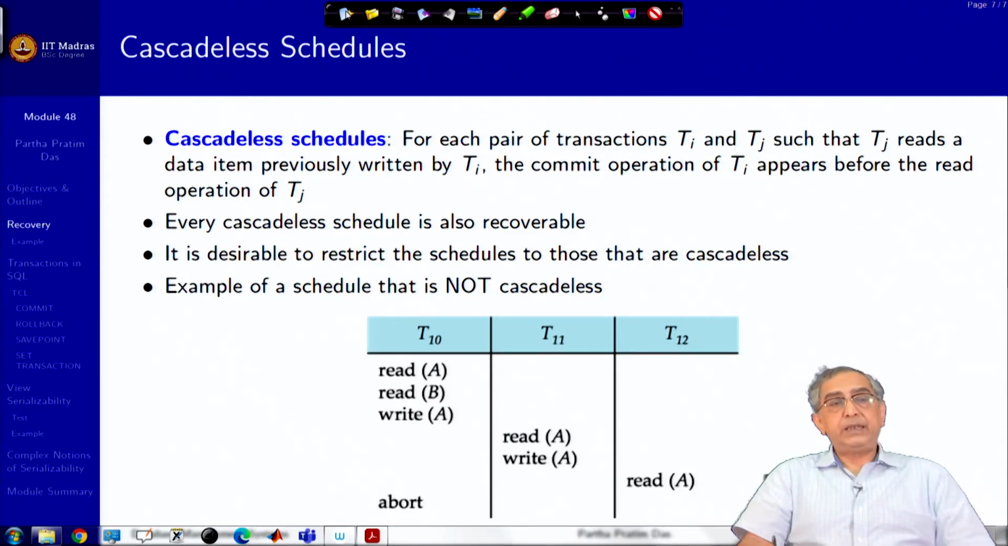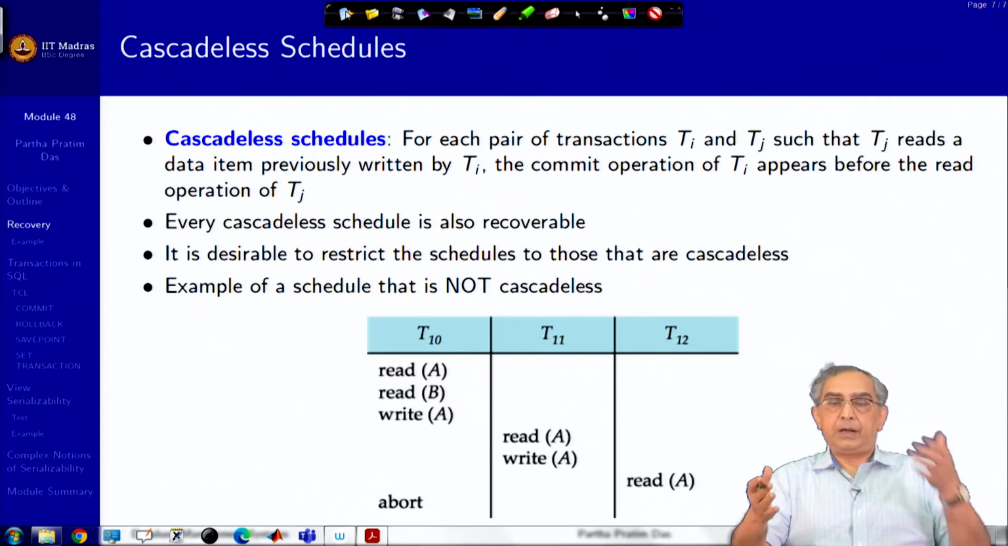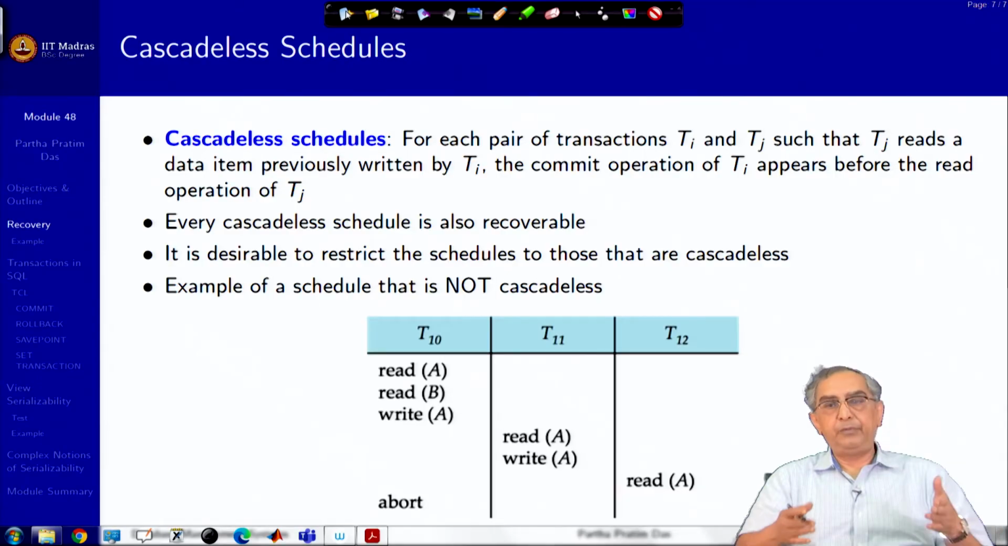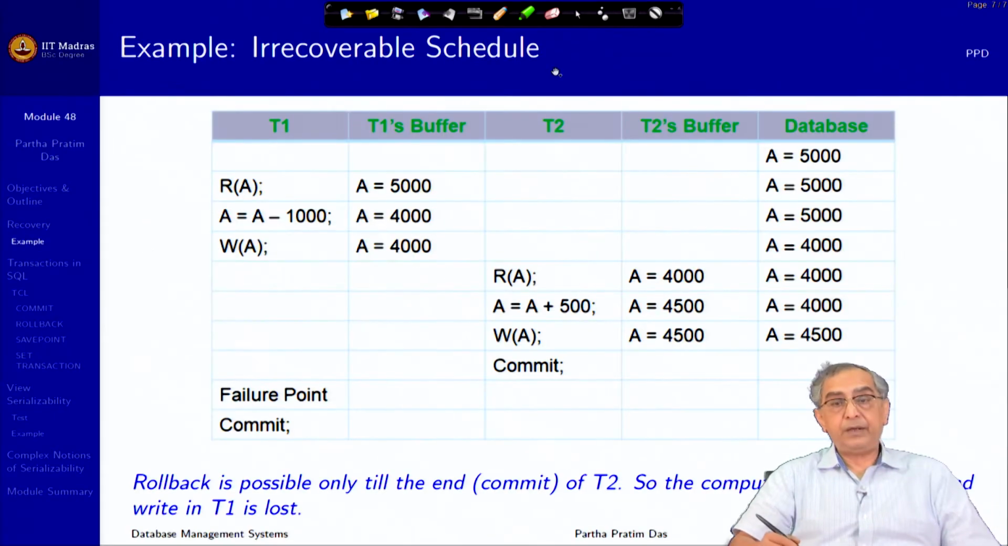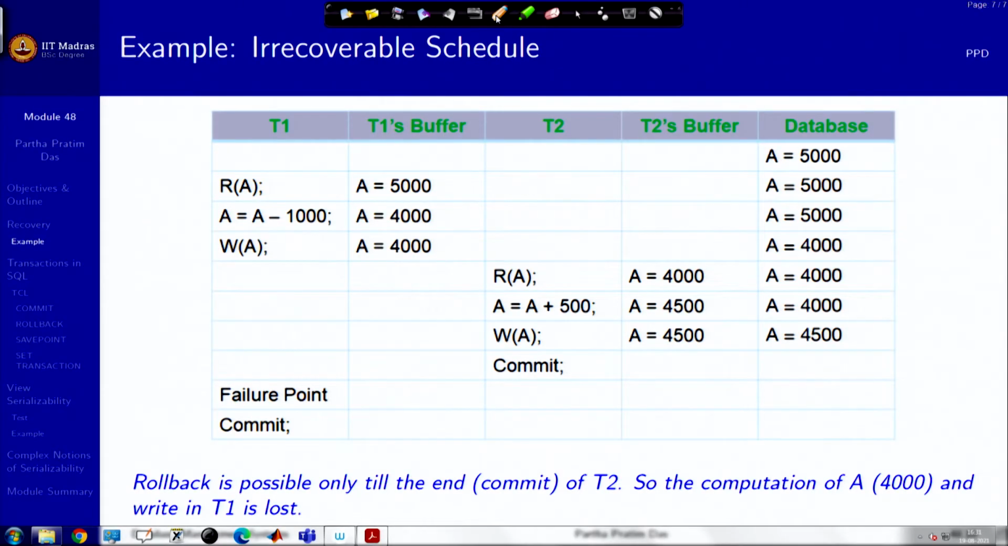So, it is desirable to restrict schedules to those which are cascadeless. If a schedule is recoverable with cascading, that is also acceptable, but it has a performance penalty. So, let us look at a few schedules. There are two transactions, T1 and T2, and these are the things being done.